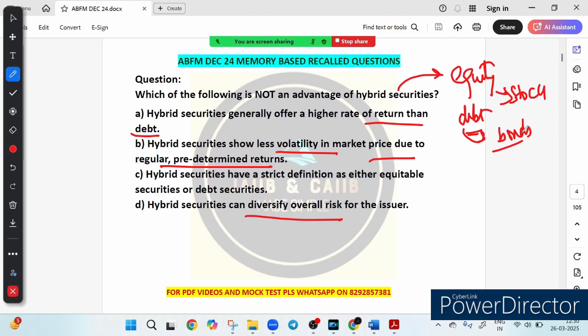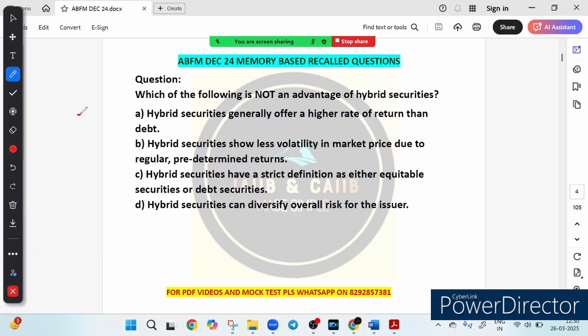Now let's go through each and every option. Option number A suggests that hybrid security generally offer a higher rate of return than debt. What do you think about it? This is true. Hybrid security often provide a high return as compared to normal debt instruments like bonds.